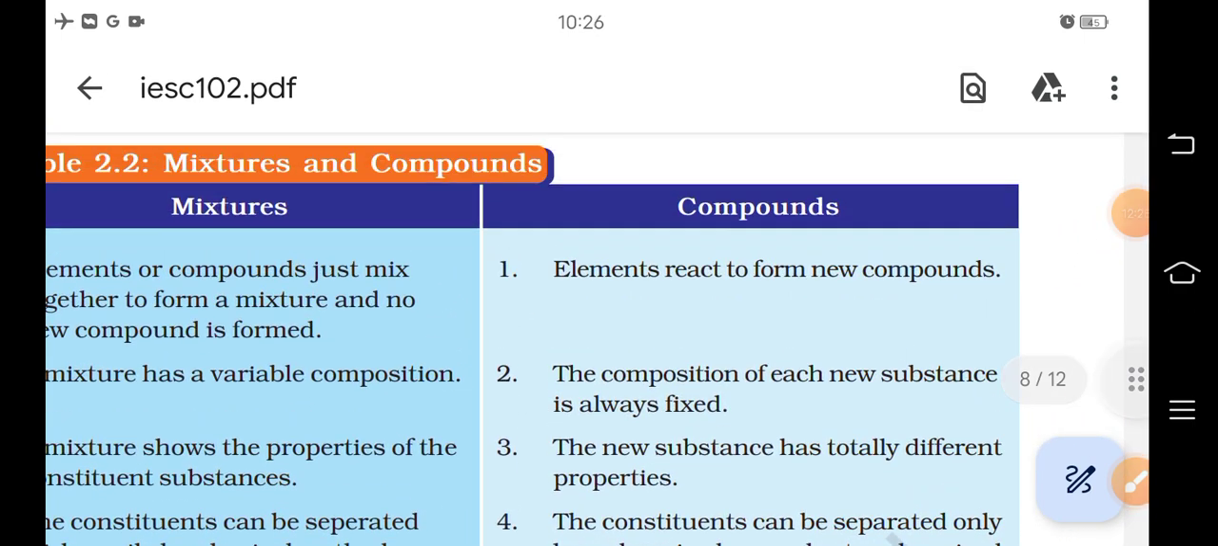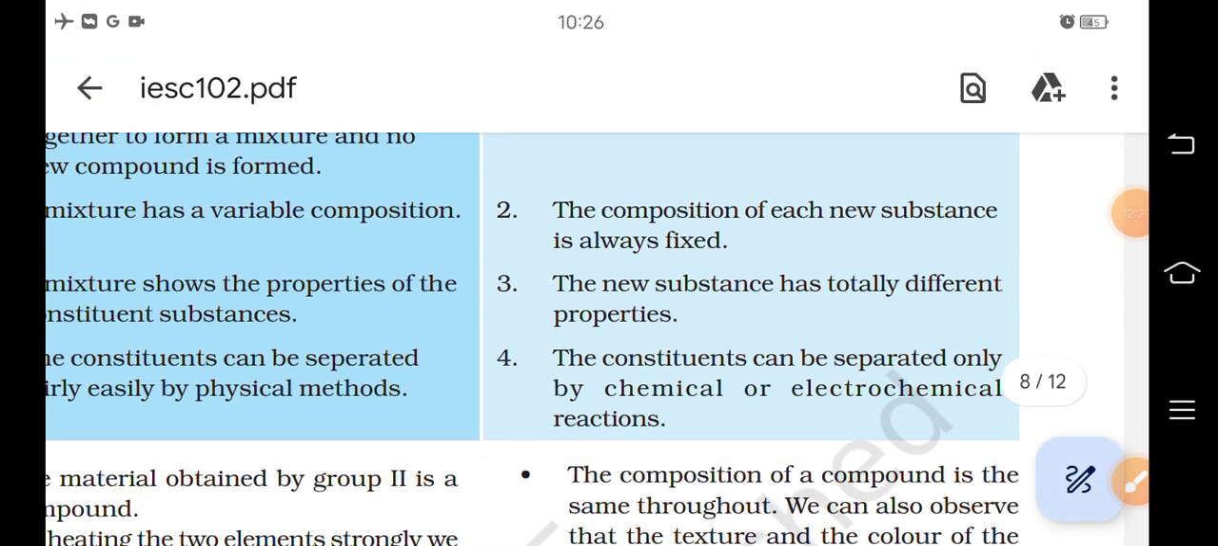Compounds: elements react to form new compounds. The composition of each new substance is always fixed. The new substance has totally different properties. The constituents can be separated only by chemical or electrochemical reactions.